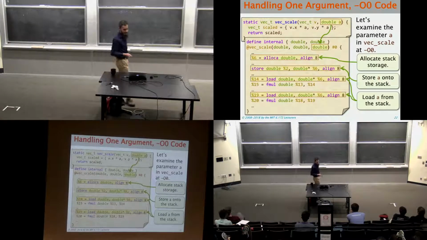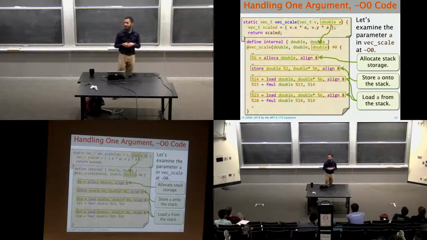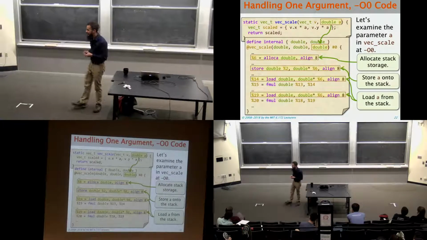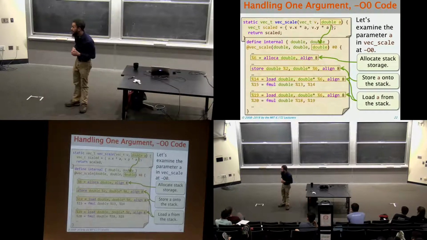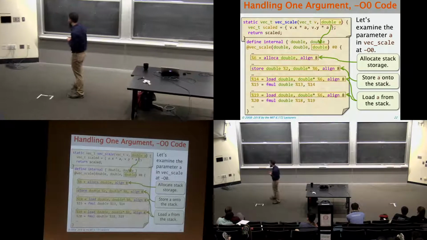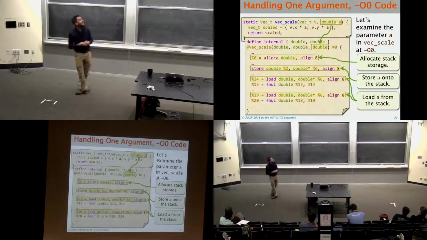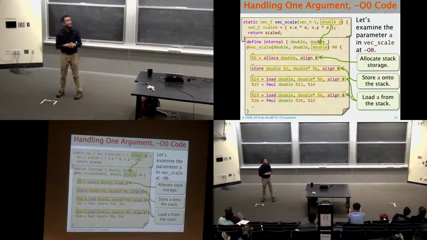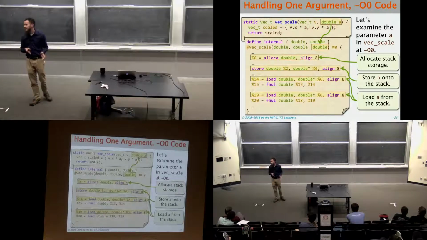OK. Any ideas how we could make this code faster? Don't store it in memory. What a great idea. How would we get around not storing it in memory? Save it in a register. In particular, what property of LLVM IR makes that really easy? There are infinite registers. And in fact, the argument is already in a register. It's already in the register %2, I recall. So we don't need to move it into a register. It's already there.